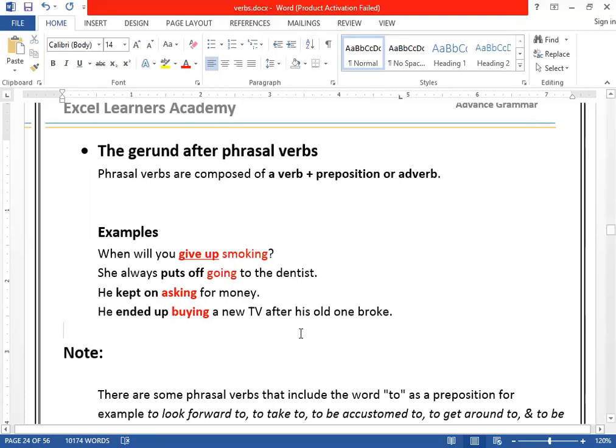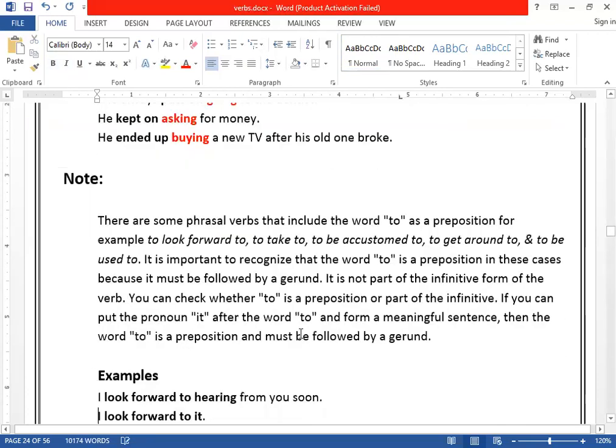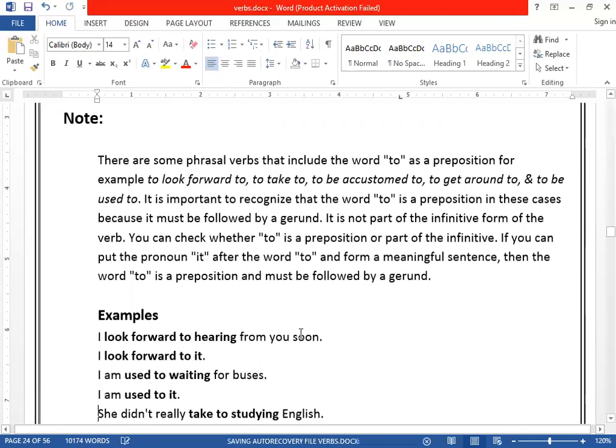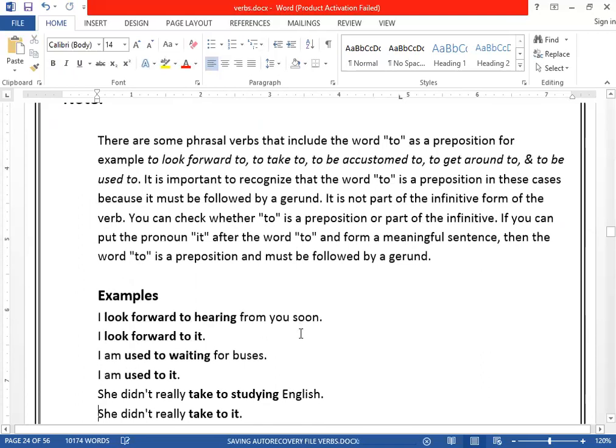Phrasal verbs, we will study them more. Remember this one point, it is a very important point for all of you.